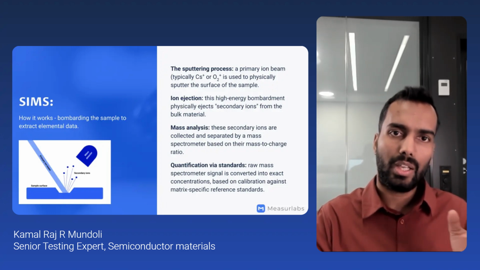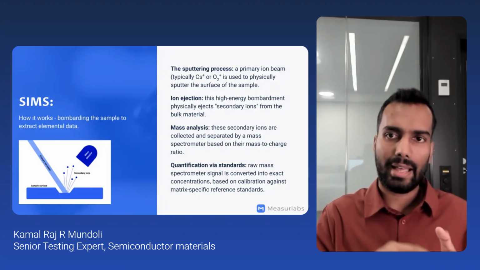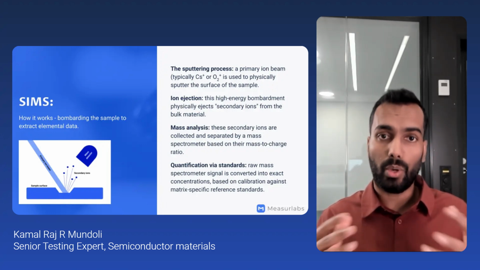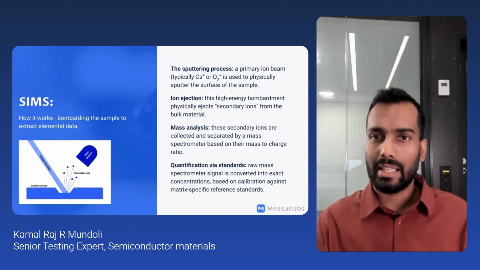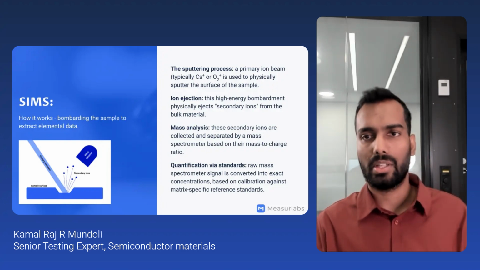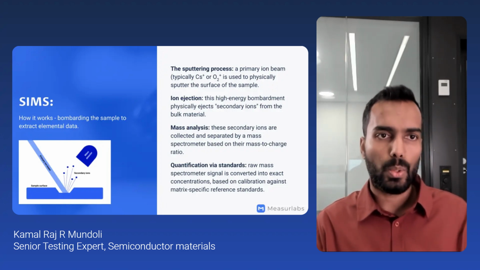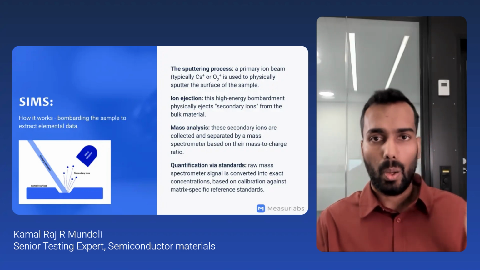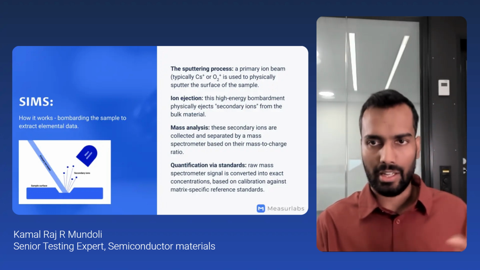Because we are feeding these ejected ions directly into the mass spectrometer, the detection capabilities of SIMS are quite broad. The technique is capable of detecting all elements across the periodic table, including their specific isotopes. So from heavy uranium all the way down to hydrogen and its isotope.